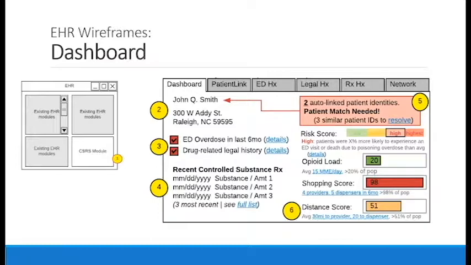The most important flags were ED overdose and drug-related legal history. Can we do that ethically? We'll talk about that later. We have a bunch of notes on the ethics of this from researchers and prescribers. Then there's most recent controlled substances, and we talked about different coloring schemes, or showing the three most recent or six most recent.